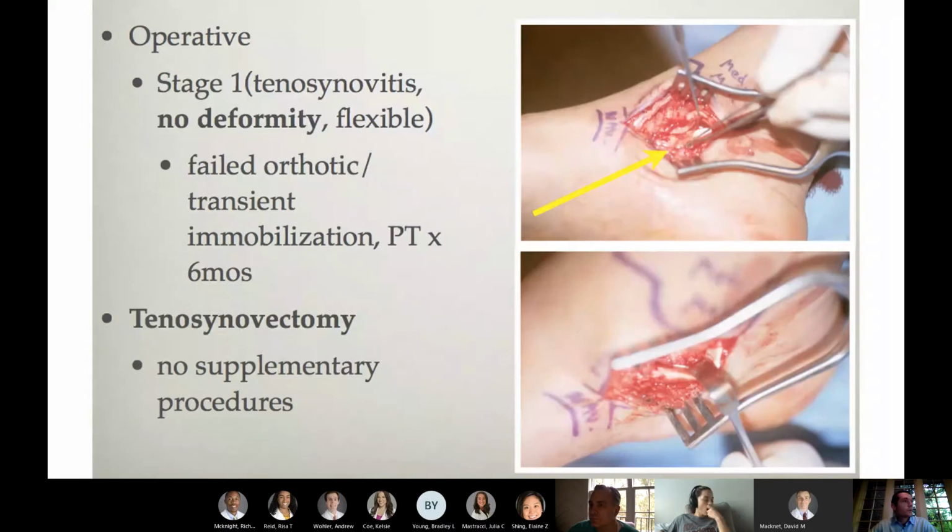We talk about doing a tenosynovectomy and isolated debridement of the tendon. This is really for no deformity. If somebody has posterior tib tendonitis without any plantar valgus, that's the only role for that. And that's an uncommon clinical scenario.